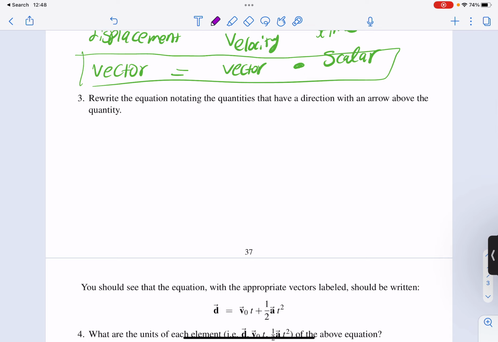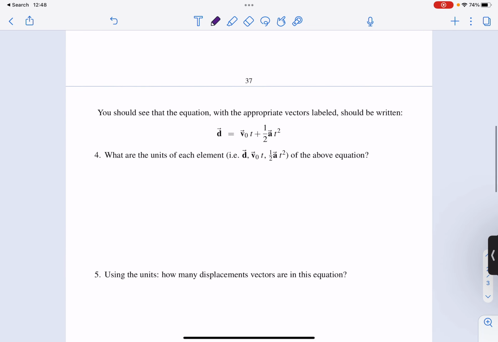All right, rewrite the equation noting the quantities that have direction with an arrow. So this is just the proper way to write a vector equation. So d equals v naught t plus half a t squared, right? Displacement is a vector, velocity is a vector, acceleration is a vector. That's all we have to do here. So it looks just like this.